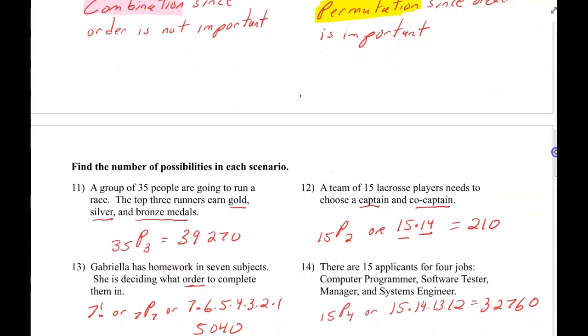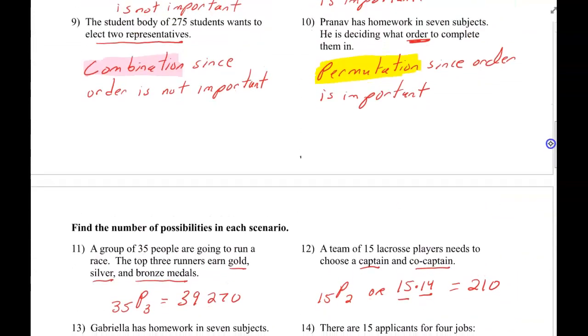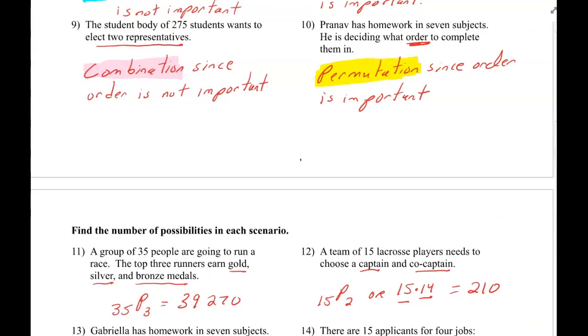The next couple questions, I'm going to show you the solutions and we're going to look through them. Number 11, it's a permutation. You care about who gets the gold, silver, and bronze. If the US gets the gold and Canada gets the silver, that's different from Canada getting the gold and the US getting the silver. So this is a permutation. This is what you would type in your calculator and your final answer.